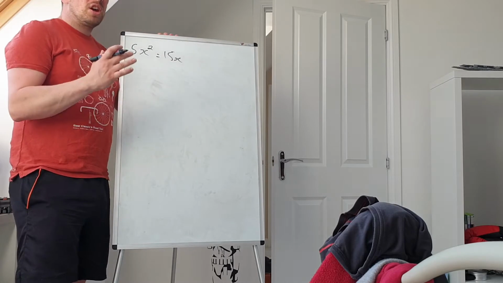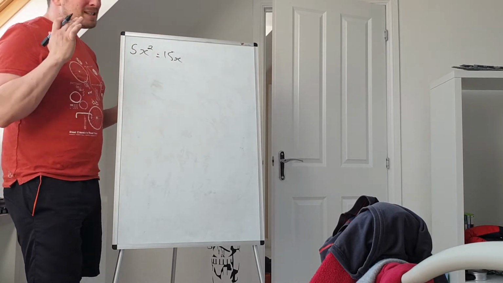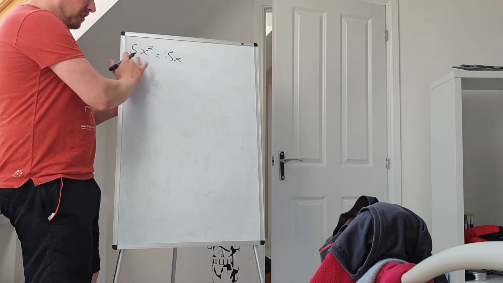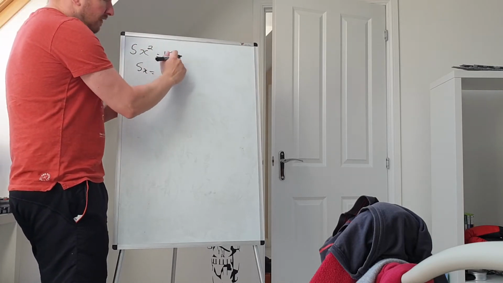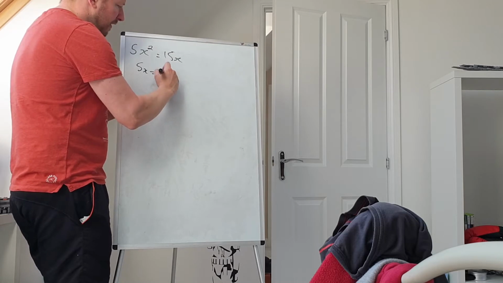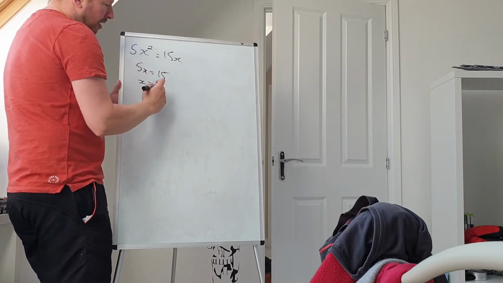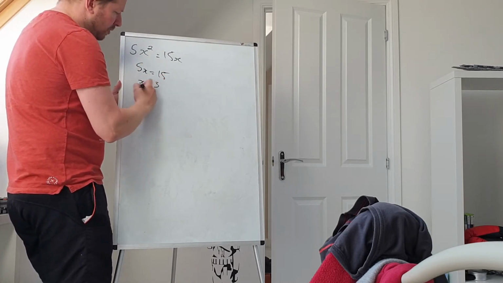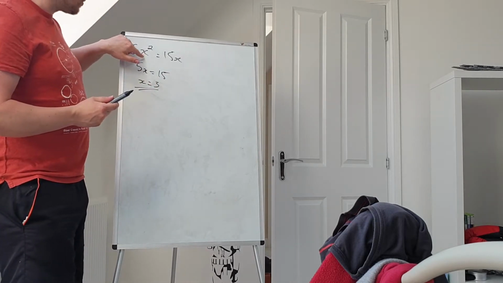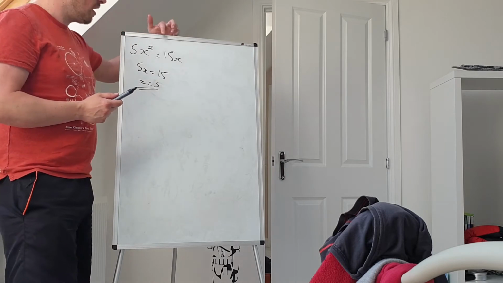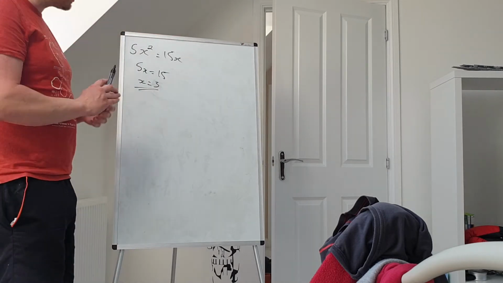One thing that you could do is divide both sides by x. This is what you shouldn't do, and I'll show you why. If you divide both sides by x, x squared divided by x is going to be 5x, and 15x divided by x is going to be 15. So divide both sides by 5, you've got x equals 3. That looks like it should work. 5 lots of 3 squared, 3 squared is 9, 5 lots of 9 is 45, 15 lots of 3 is 45, so it does work.